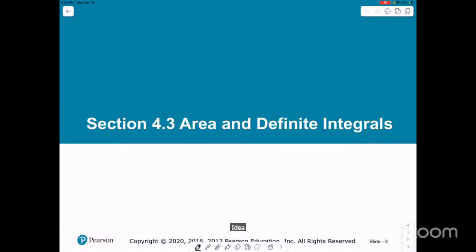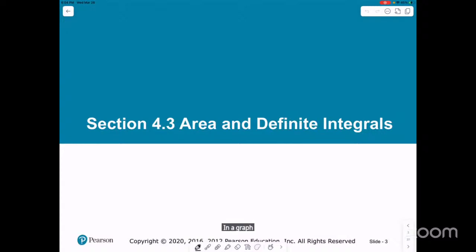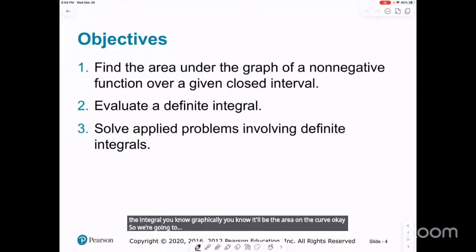Last time I think we said that the integral or the antiderivative is the area under the curve. In a graphical sense, the derivative is the slope of the tangent line at a point. In a graphical sense, the integral is the area under the curve. If we have a graph, a curve, and we want to find the integral, graphically it'll be the area under the curve. We're going to take that concept of the area under the curve a step further.